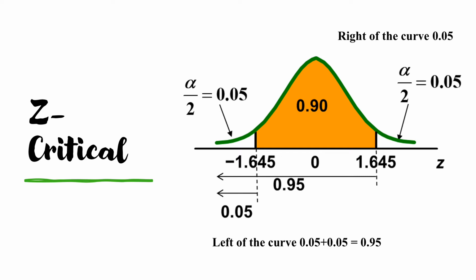I point that out because when we go to the tables to get our answers, we are going to be looking for probabilities of 0.95 if our answer is going to be to the left of the curve. That is because the area to the left of the curve is that 0.9 plus one of the 0.05s, and that takes me to 0.95. Now, if we wanted information to the right of the curve, that's different. That would be 0.05.